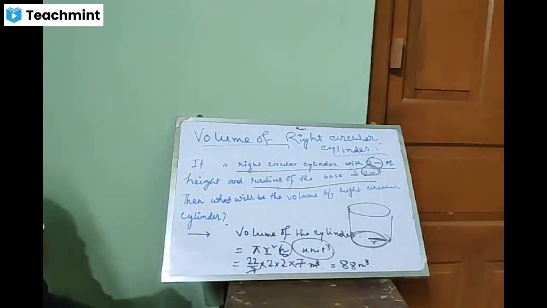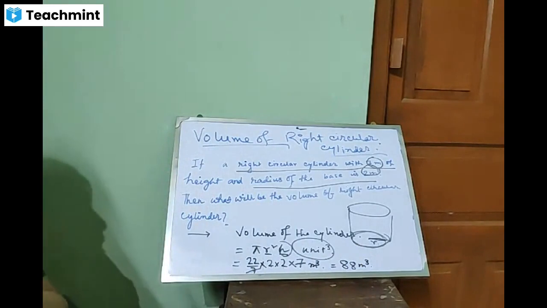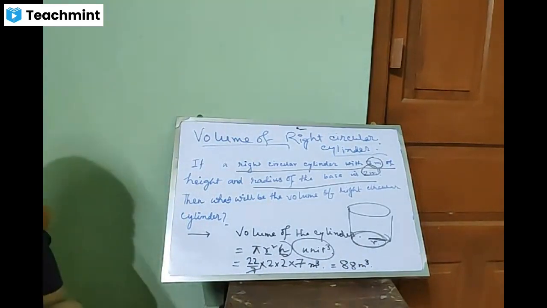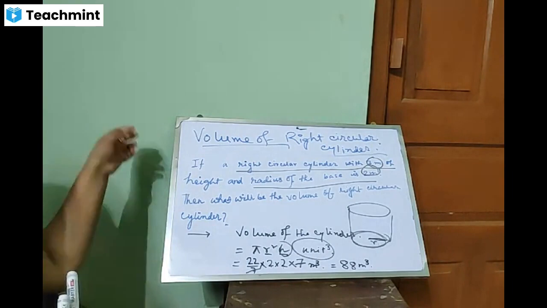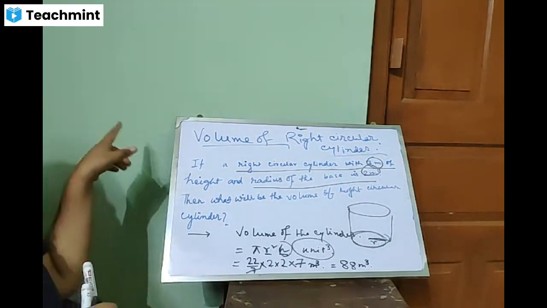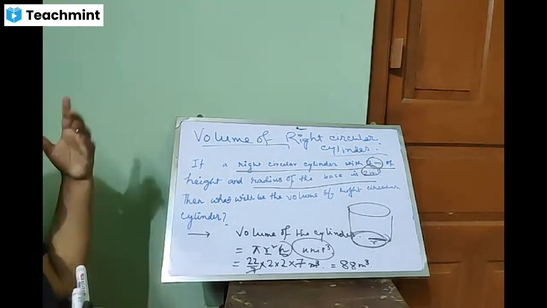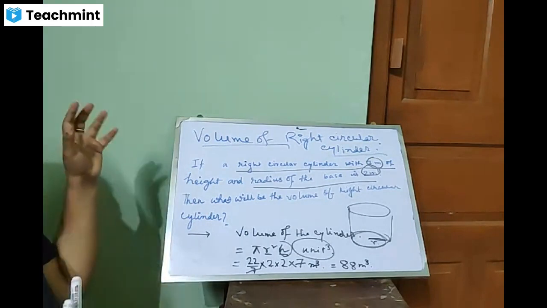So you get this formula, and you also understand this formula. Thank you for today. We have now discussed the volume of the right circular cylinder. Next day we will discuss the area of the cylinder.